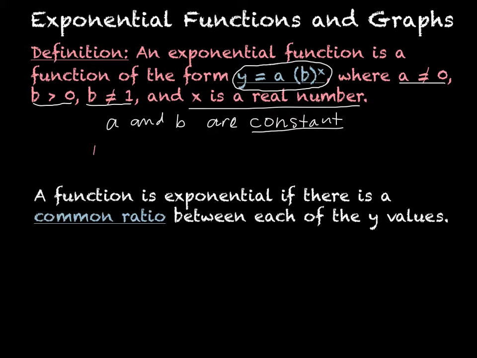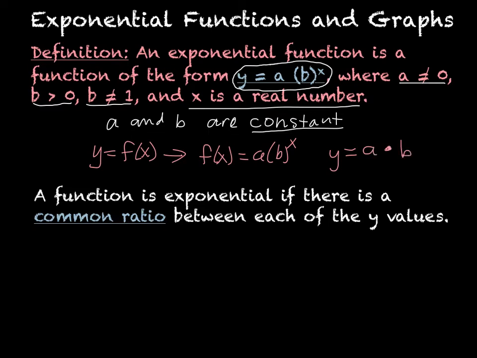We might also say y equals f of x, because we know that's true, function notation. So we could say f of x equals a times b to the x power. It means the same thing. We're just going to be putting the x in. We may also write it as y equals a times b to the x power. So there are a couple different ways that we can write it.